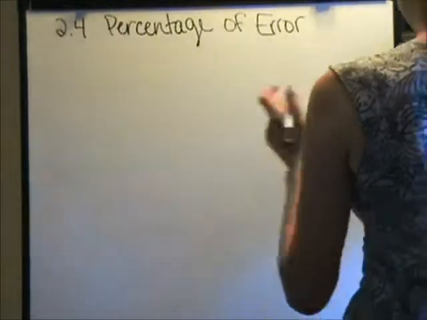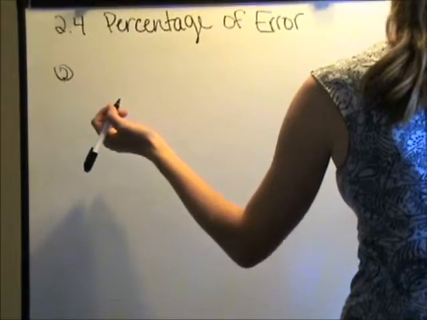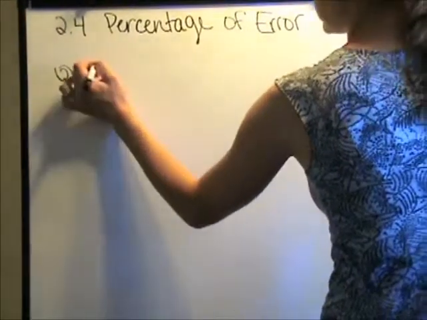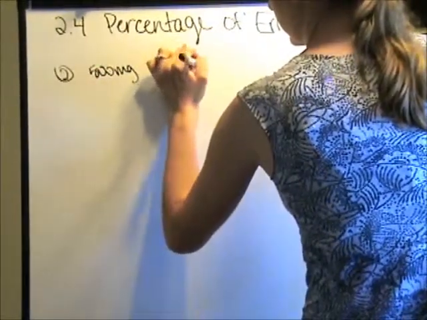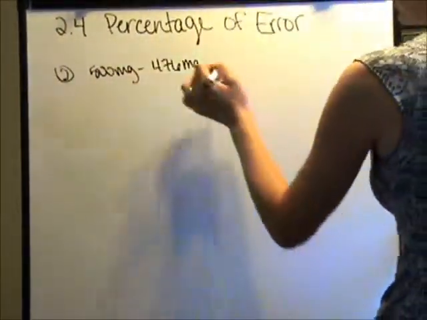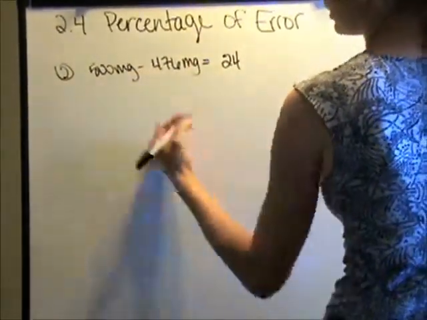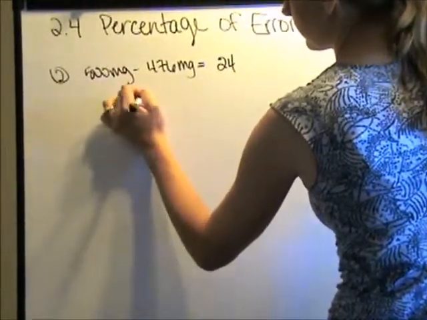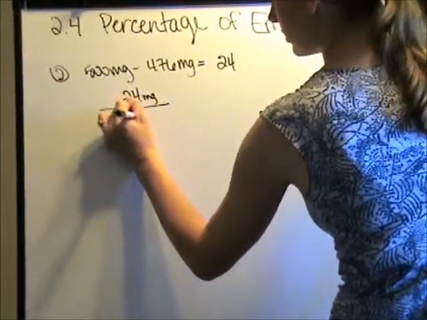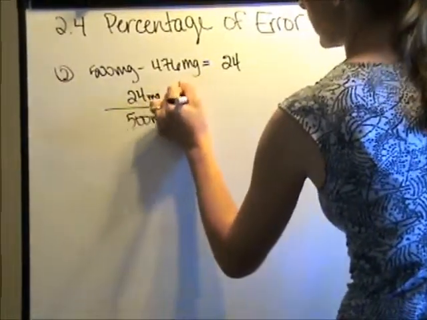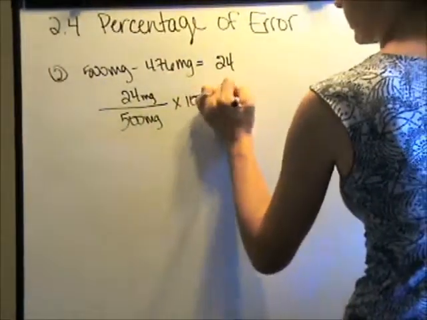All right, let's look at number 2. The measured weight was 500 milligrams, but the actual weight is 476. Okay, so we need to calculate our amount of error. We're going to subtract these two, and that's going to give us 24. Now that we know our amount of error, over quantity desired, which is 500, and we're always going to take that times 100, and that's going to work out to 4.8%.